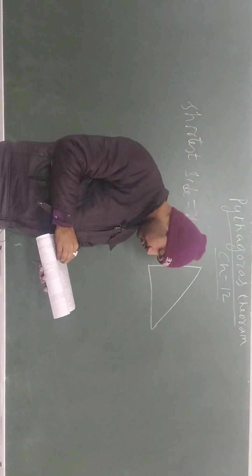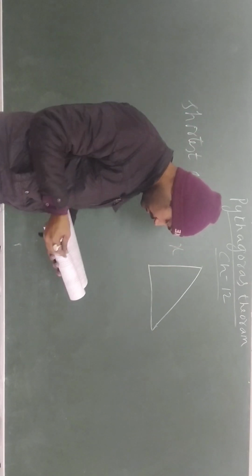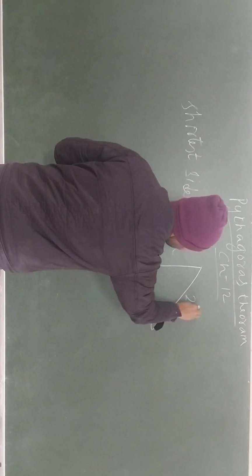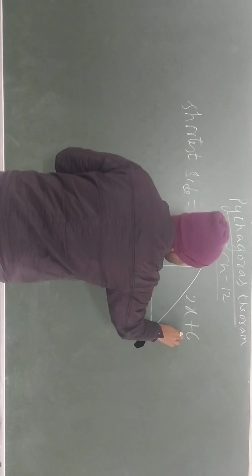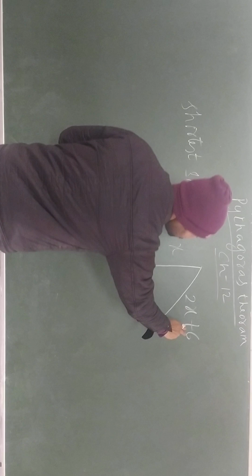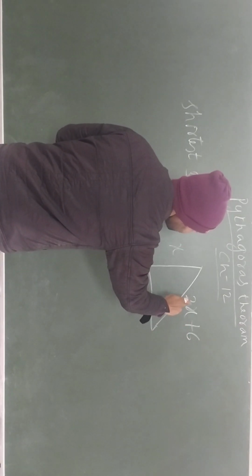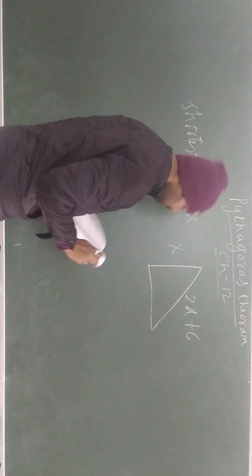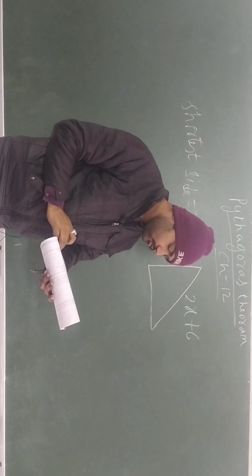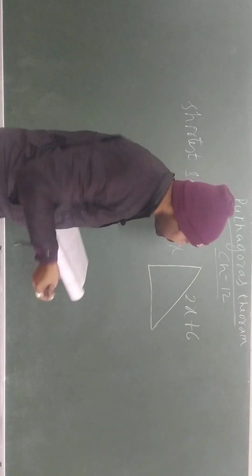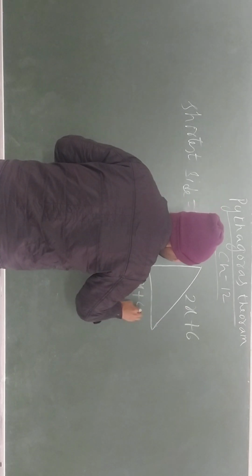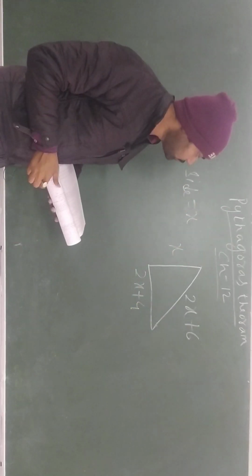So what will be the hypotenuse? The hypotenuse of the right triangle is 6 meter more than twice the shortest side. So twice the shortest side plus 6 meter, this will be the hypotenuse. Now the third side is 2 meter less than the hypotenuse, so it will be 2x plus 6 minus 2, which means 2x plus 4.